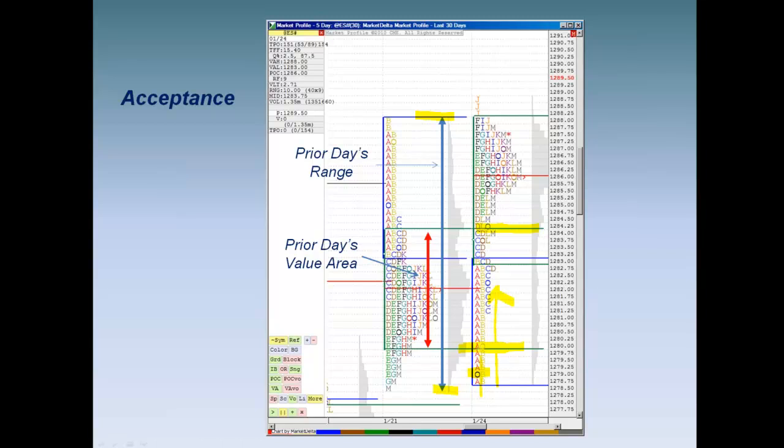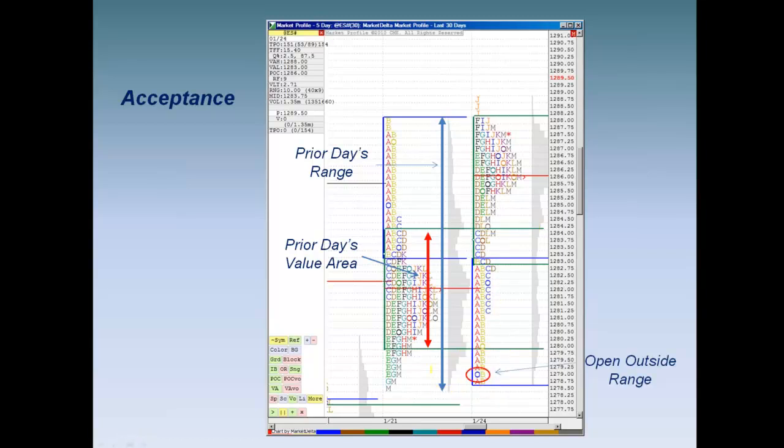So what we had is a continued acceptance of the prior day's value area. Even though the market opened up indicating that there's a slight imbalance, nevertheless, the market went back to balance itself. And then what we see is certainly prices overlap. So we traded here in the same area of the prior day's value area and then exceeded it a little bit back up to the upside.